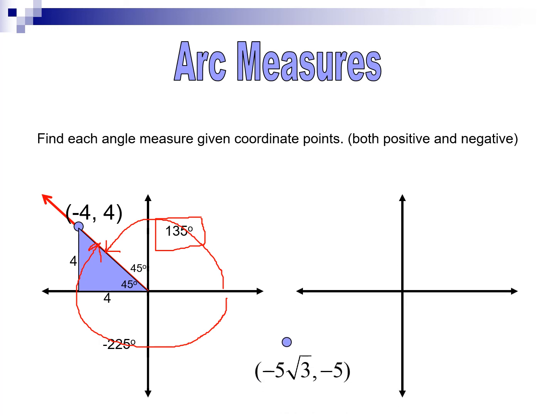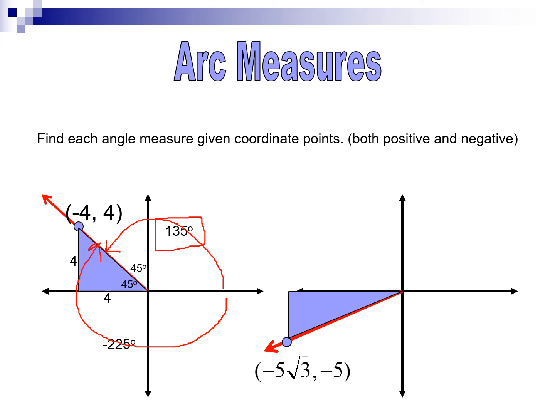Here's another example. This is a much weirder point because it's (-5√3, -5). We have to find that angle. Let's go ahead and first put in the angle, and then we have to find the measurement of that angle.